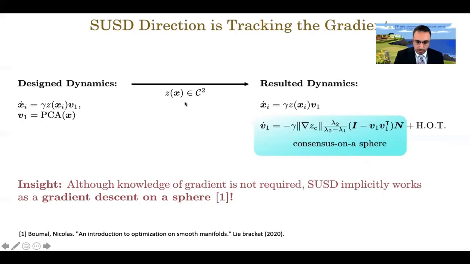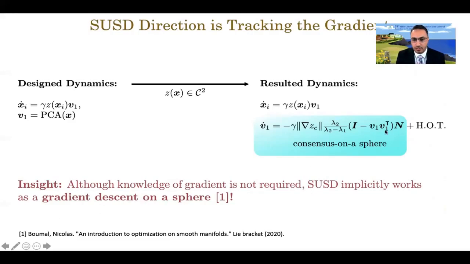However, for a continuously differentiable function, we can show that the dynamics of the SUSD direction is given by this equation here. If you pay careful attention to this equation, this is a consensus on a sphere between the SUSD direction and the gradient direction, plus some higher order terms, which we do not ignore in the paper. We still consider the higher order terms in our convergence analysis. So the main insight here is that although the knowledge of the gradient is not required, SUSD implicitly works as a gradient descent on a sphere.